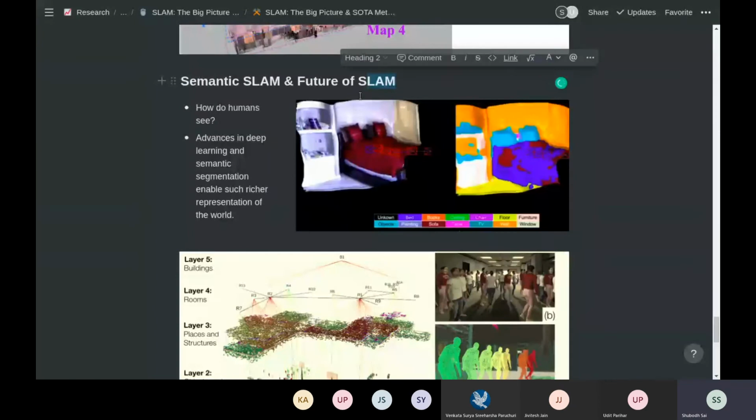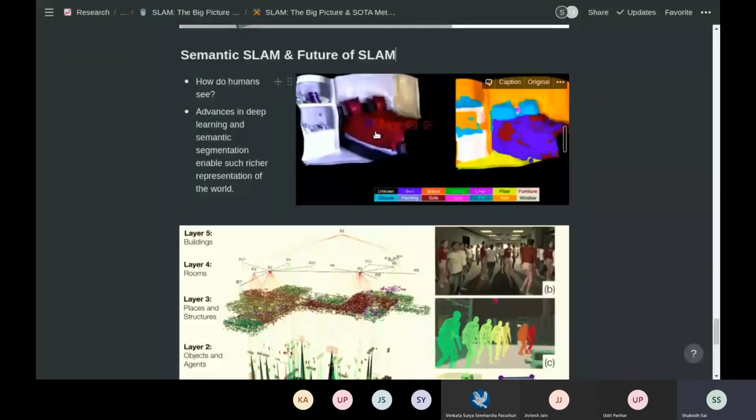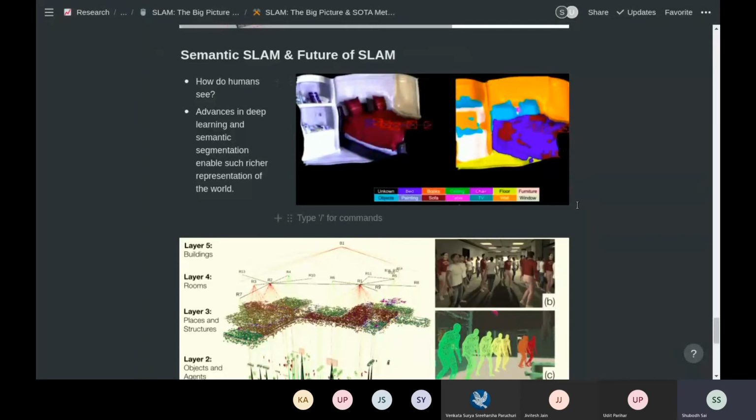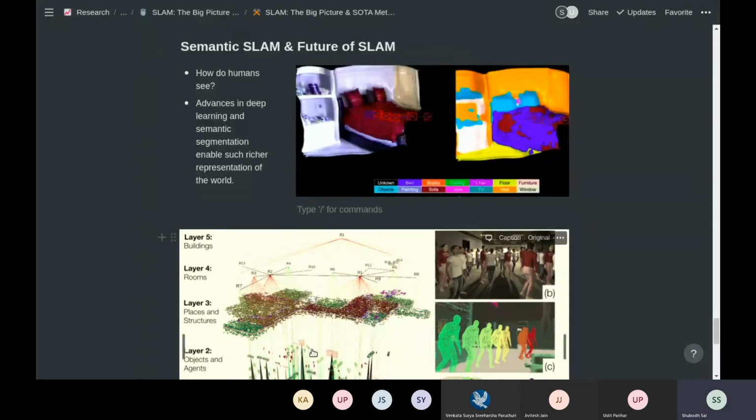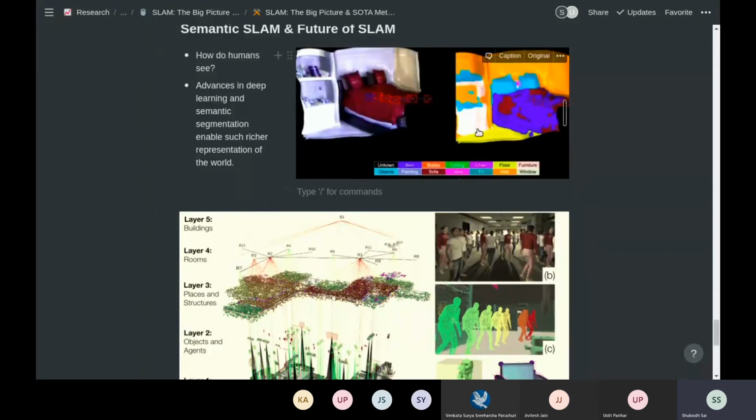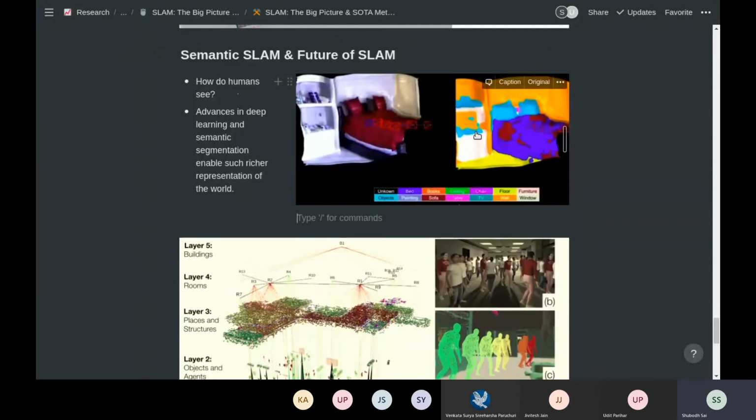Now, in addition to this, what semantic SLAM does is you are also classifying each object in your environment. For example, this is a pillow, this is a wall, this is a floor. So in addition to that, you have another layer: localization, mapping, and then semantics. That is called semantic SLAM. All of these are very recent works. In fact, this is 2020. This is also maybe over the past one or two years.